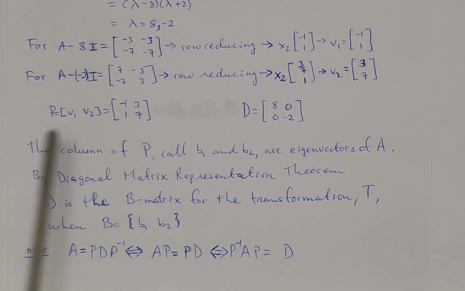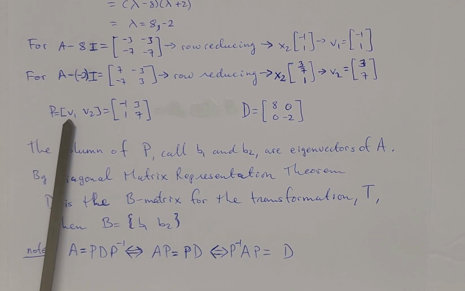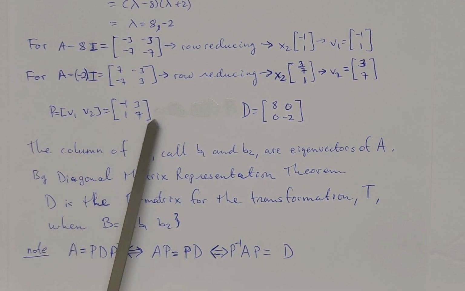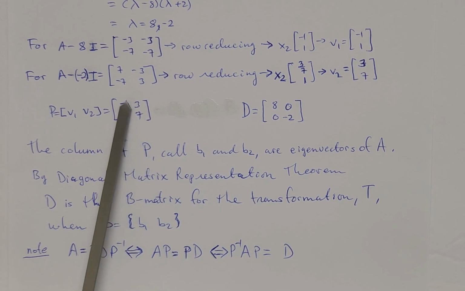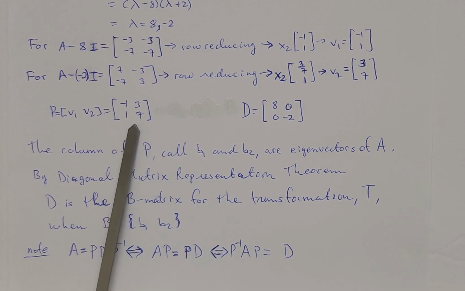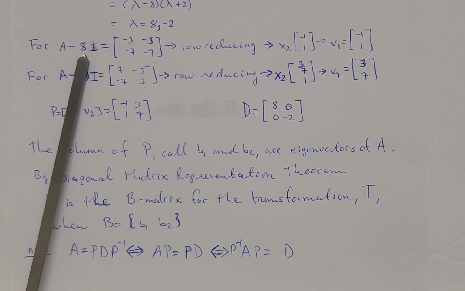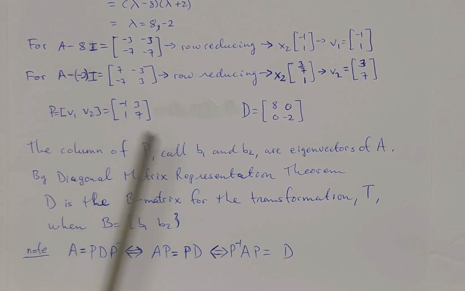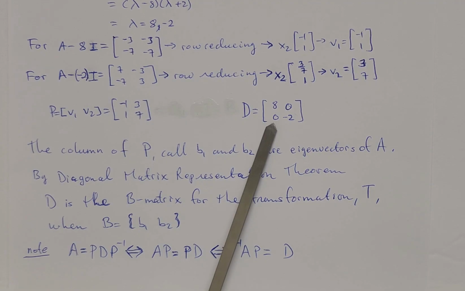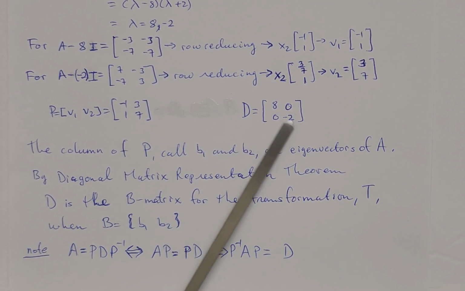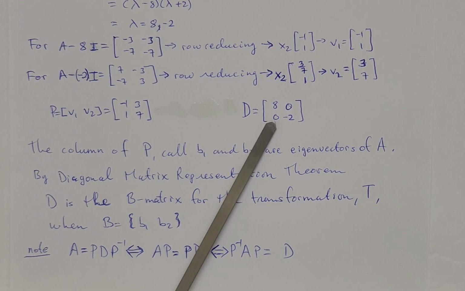Take these two and write them out as P. So P of v1, v2. This matrix is the basis, or the eigenvectors, that belong to the eigenvalues 8 and negative 2. The D matrix is just the eigenvalues only, and you put them on the diagonal and the rest is just 0.